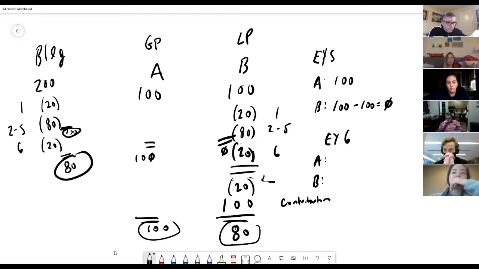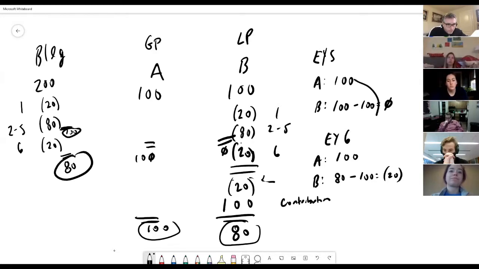So A is going to get 100 at the end of year six. B is going to get 80 from the liquidating distribution, but he's going to have to kick in 100. So he's going to get 80 minus 100. He's going to get negative 20. Right, he's getting 80 at the end, the very end. But he had to put in 100 to get the 80. So you put in 100 to get 80, you're losing 20.